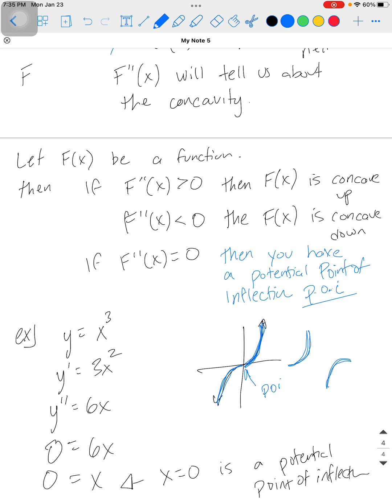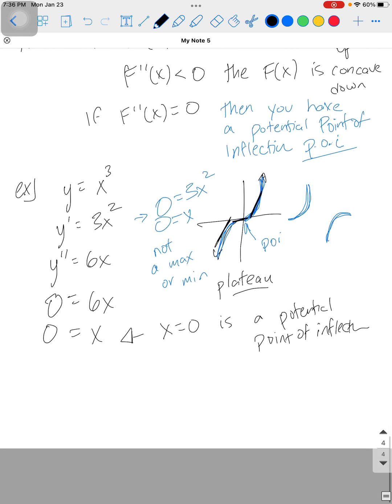Also, just to recap my last video, if you set the first derivative equal to 0, you would also get x equals 0. Lots happening at 0. But this picture is not a max or min. Even though the first derivative is 0, it's not a max or min because the slope didn't change. Positive slope, 0 slope, positive slope. There's a special name. It's unique. We call that a plateau. So again, we're reviewing some of the other concepts.